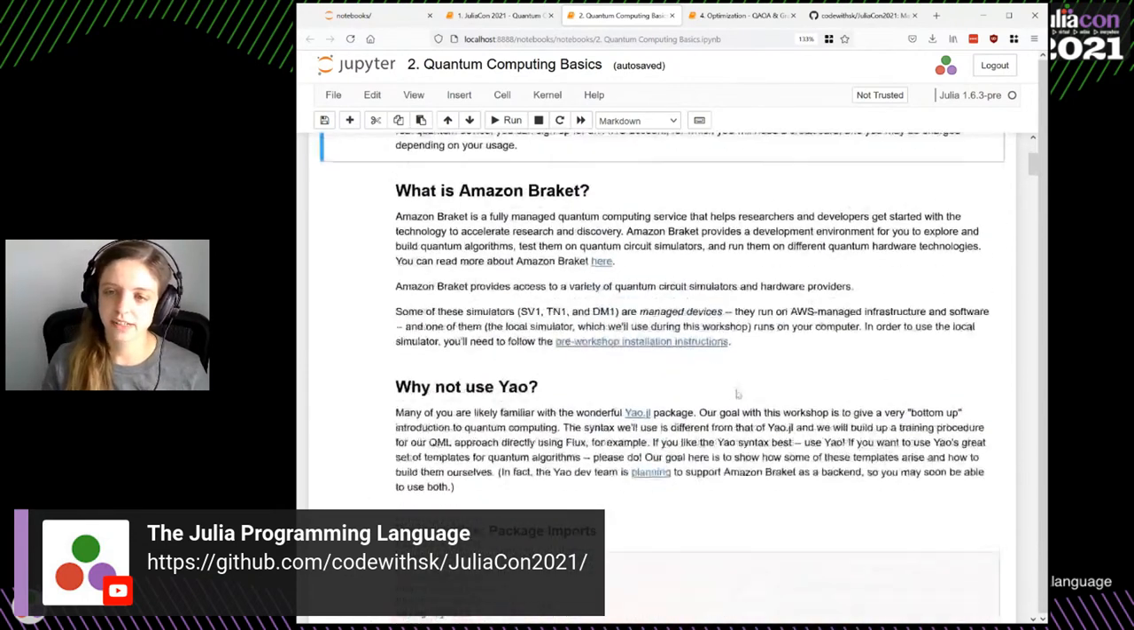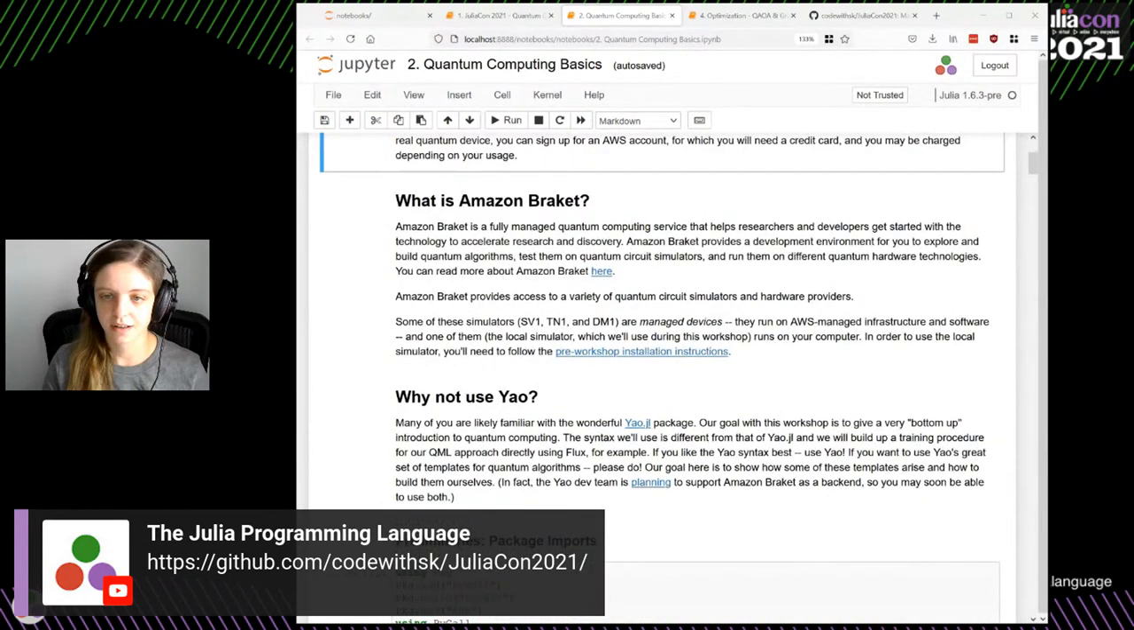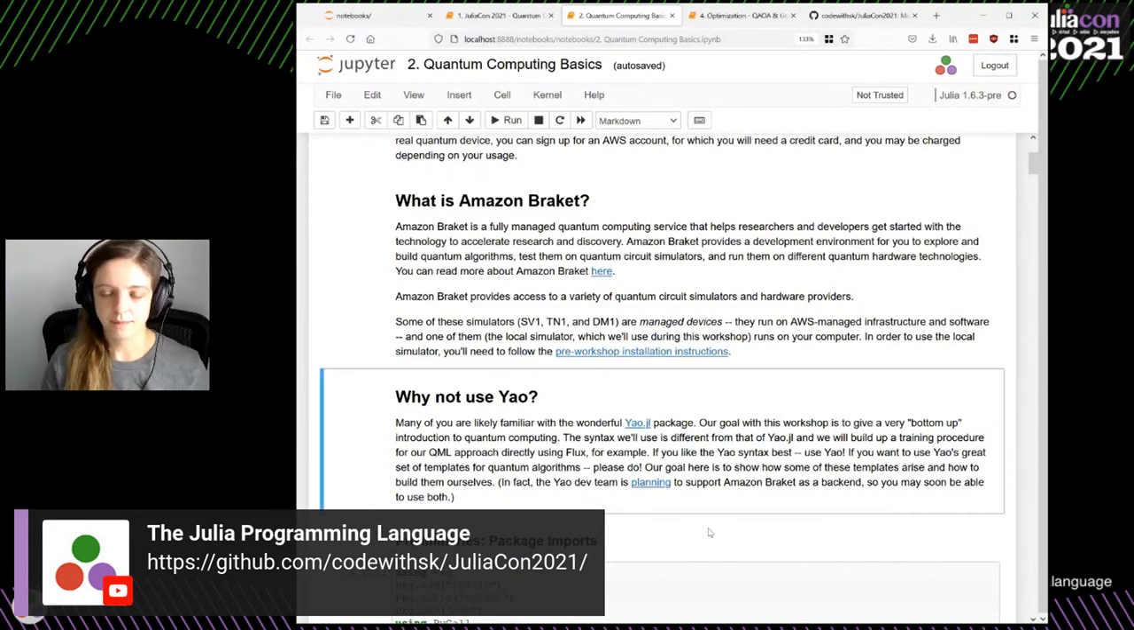So just to quickly introduce things, if you're not familiar with it, Amazon Braket is a fully managed quantum computing service that helps researchers, developers, really anybody who's interested in quantum computing, get started in the field and accelerate the research they're doing and the discovery of new quantum algorithms. We provide a development environment for you that lets you test out different quantum algorithms. You can try them on classical quantum circuit simulators or even run them on real quantum hardware that exists today. If you're interested in finding out more, there's a lot of documentation online, which you can read.